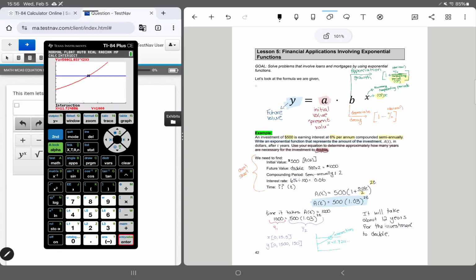So again, you have to remember this. You have to be able to brain dump this on your formula sheet.